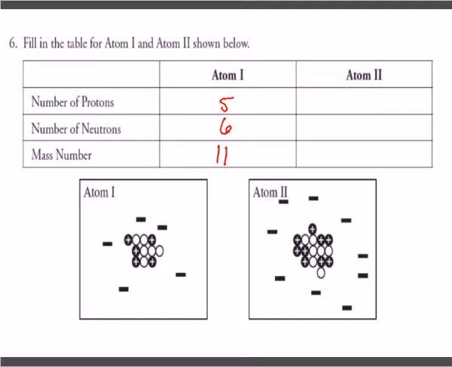How many protons does atom 2 have? 9. All right. How many neutrons does it have? What's the mass number? 16. Now, what element, guys, would atom 1 be? How can we figure that out? Periodic table. Oh. What is it?